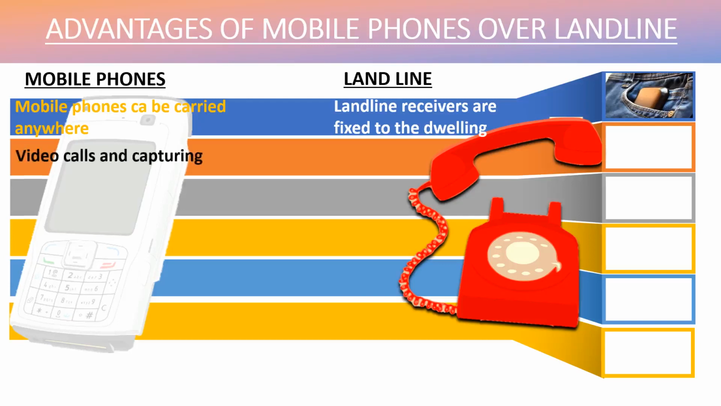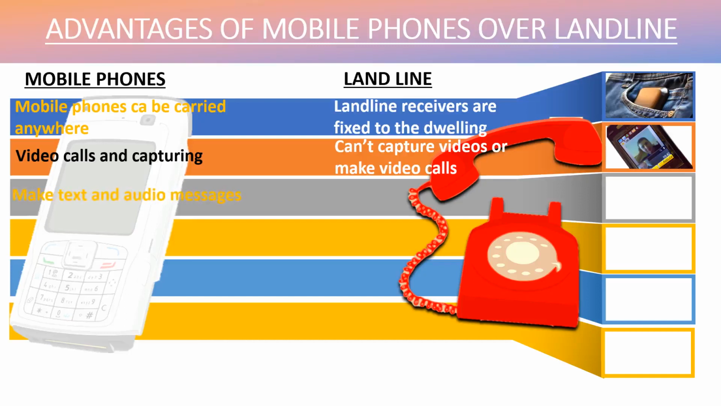The second advantage of mobile phones is that they can make video calls and video capturing. It's easy to talk to somebody, seeing that particular person, or if the person wants to show you something, you just make a call, you just expose that particular thing to the camera of the phone, then you can see that thing that the person wants to show you. Unlike using the landline, which cannot capture videos, neither can it make video calls.